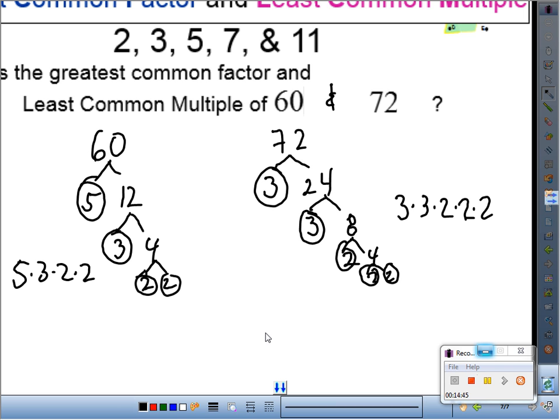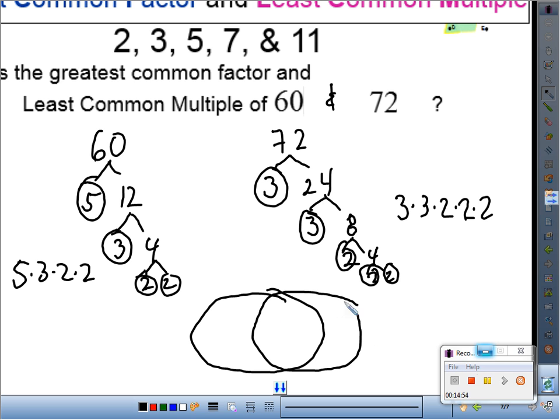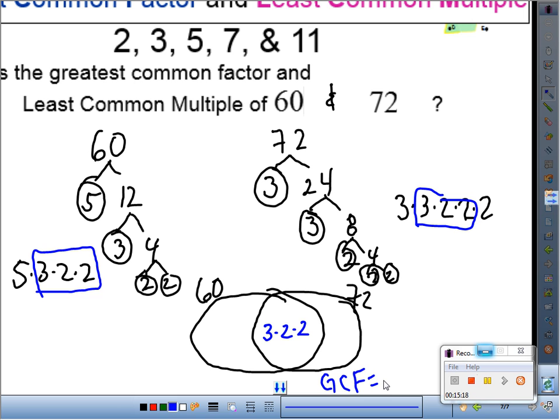Okay, let's get our potatoes. Here's one, here's the other. This is for the 60. This is for 72. So, what's the same here and here? How many twos? Two 2s and one 3. Two 2s and one 3. Okay? So that goes right here. So my GCF is what? 12. Okay, hands up if you got 12.